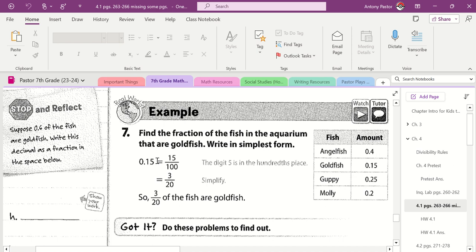So, the decimal here is 0.15. We're going to put this as 15 over its place value. Starting from the decimal, we have 1 in the tenths and 5 in the hundredths. Therefore, it'll be 15 hundredths. That's how we write that place value.